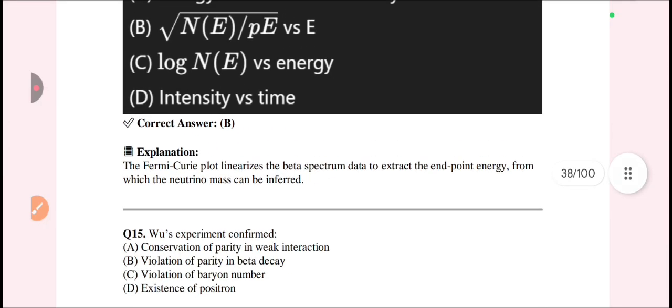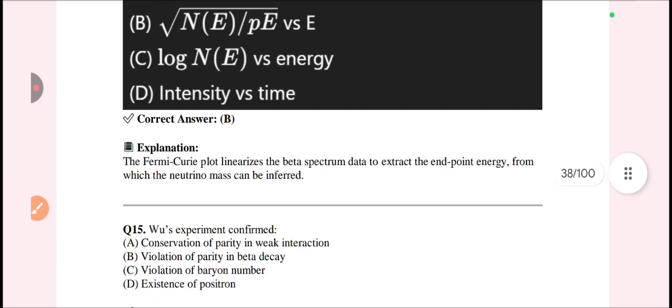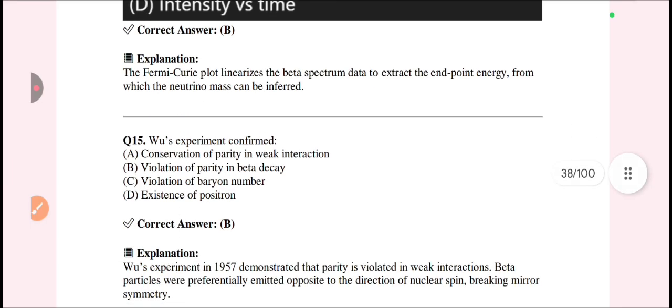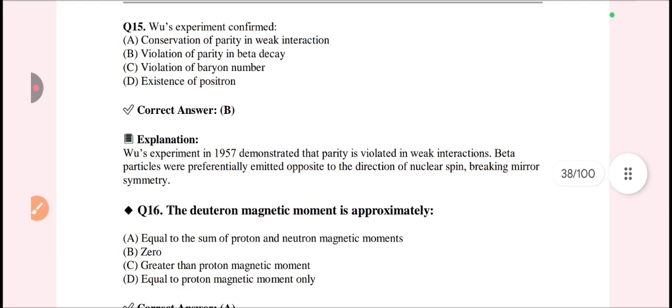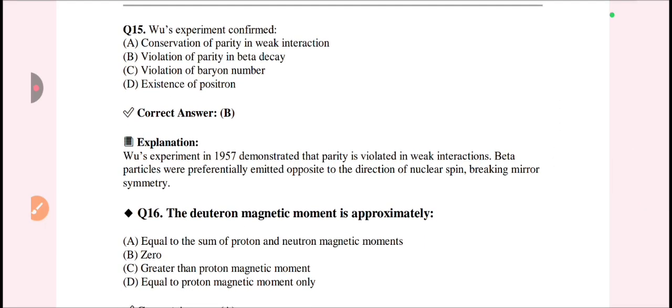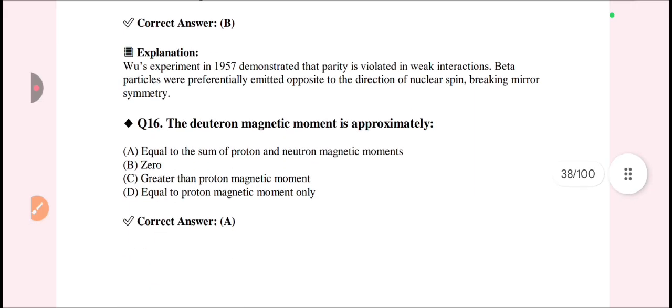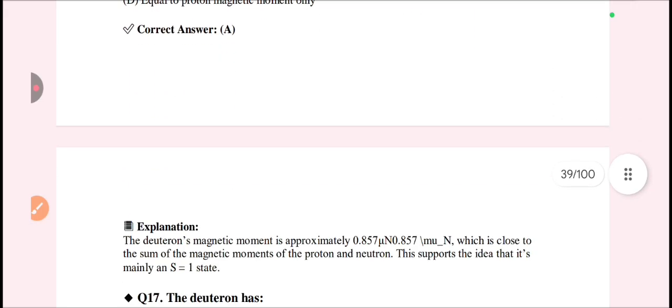Wu's experiment confirmed violation of parity in beta decay. It's an important question. Deuteron magnetic moment is approximately, there are 4 options. Deuteron magnetic moment is equal to sum of proton and neutron magnetic moments. Very easy.